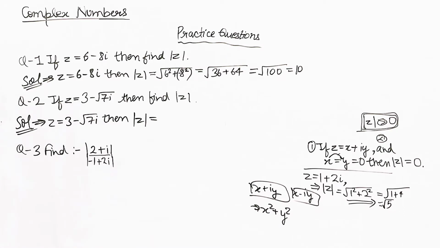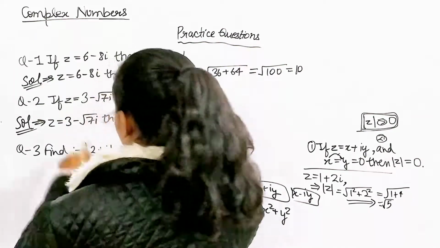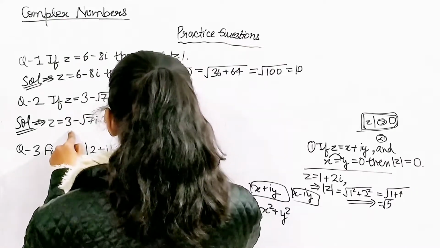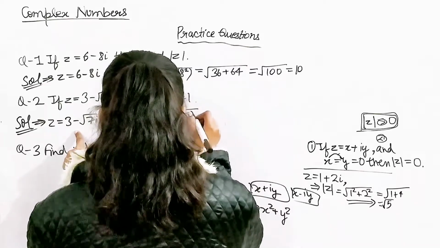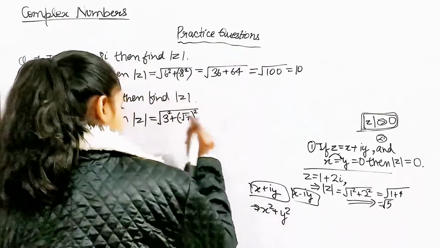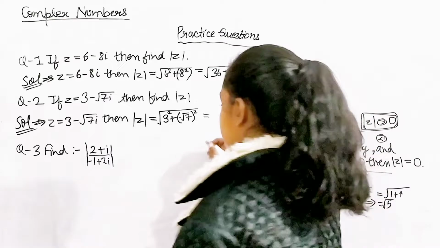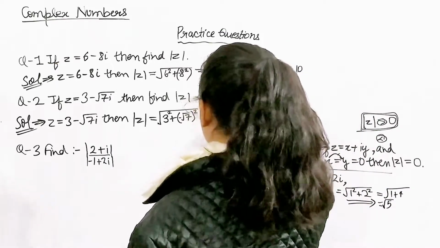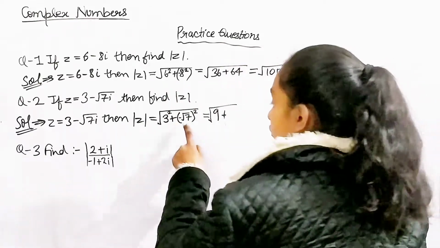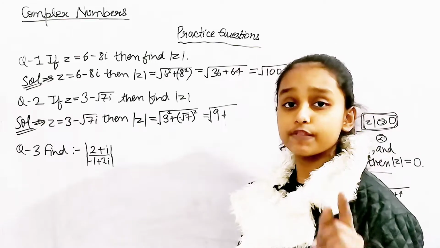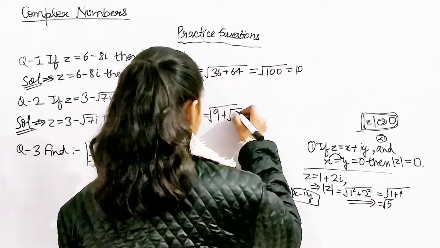We're going to do it this way. It's going to be under root 3 squared plus, in brackets, negative root 7, squared. Don't forget the squares. So 3 squared will be 9, and root, don't forget it. The negative becomes positive, so root 7 squared will give us root 49.